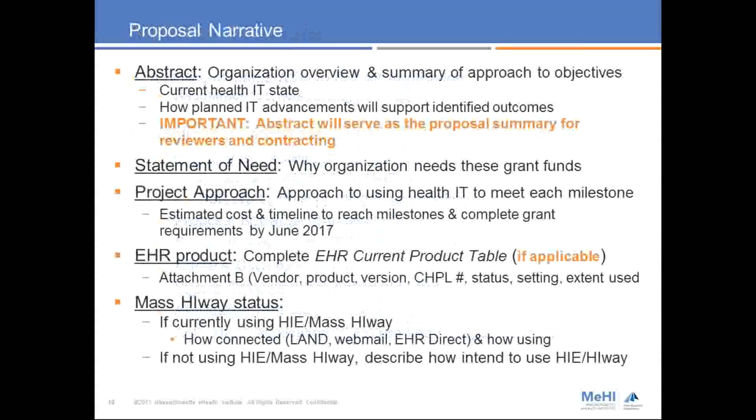The proposal narrative is a critical part of the application. Each of the items must be addressed. It is important to note that each section has a definite size limit. The total narrative must not exceed 8 pages. Otherwise, your narrative may not be thoroughly reviewed. It is especially critical that the narrative abstract capture the significant details of your organization's approach to meeting program objectives. This will be used to orient reviewers to each applicant's proposal and will facilitate contract scope writing.